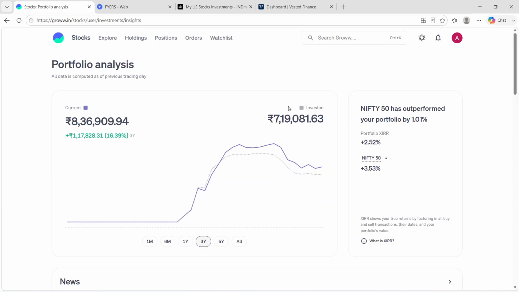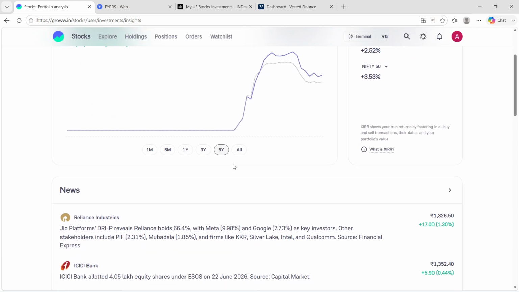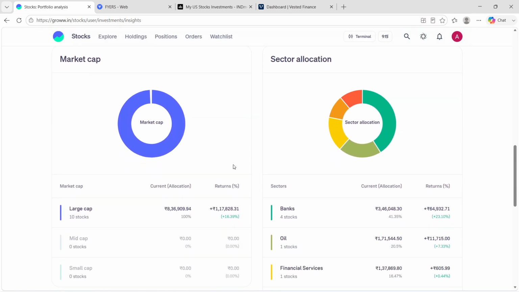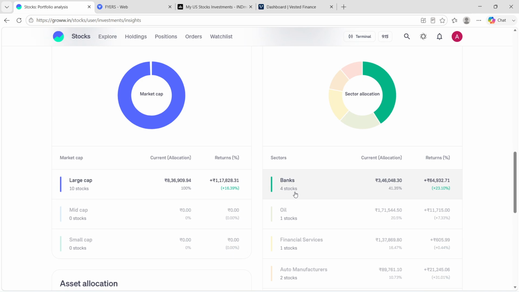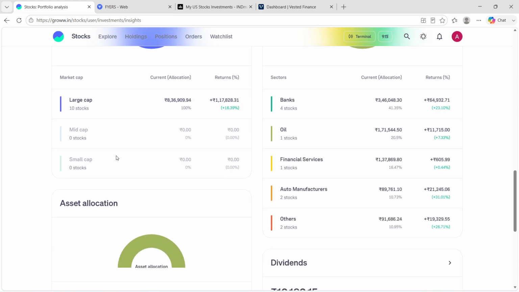And if I look here, I started my investment around early 2024, when I started investing in stocks, and it went like this because of some geopolitical issues and all those things. If you come down, you can see the sectors where I have invested. Most of my investment is in the bank sector, where I am bullish, and in large cap.